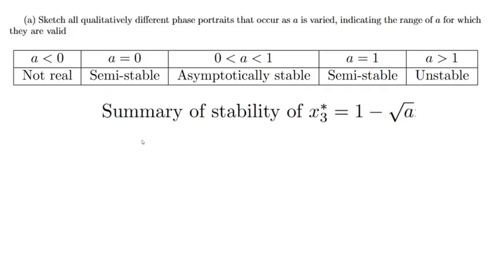So here's just a summary of x3. We get that it's not real when a is less than 0. It's semi-stable when it's equal to 0. It's asymptotically stable when it's between 0 and 1. It's semi-stable when it's equal to 1, and it's unstable when it's greater than 1. And by it, I mean the value of a.